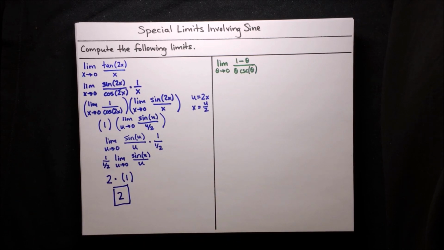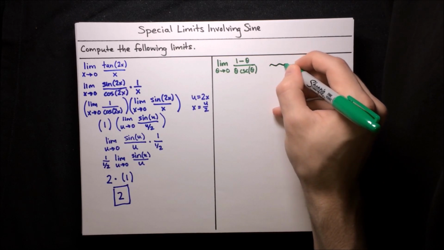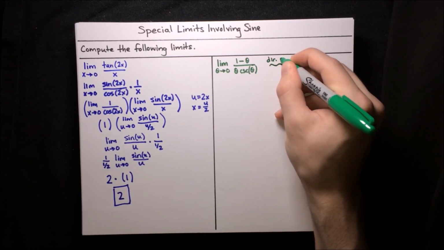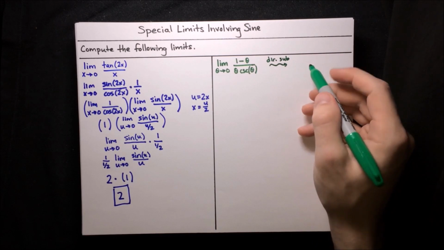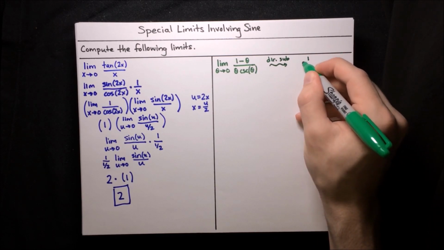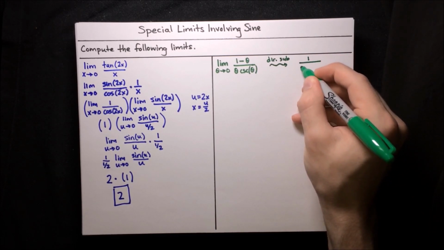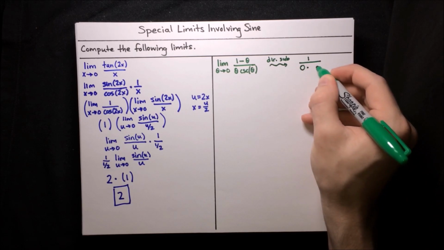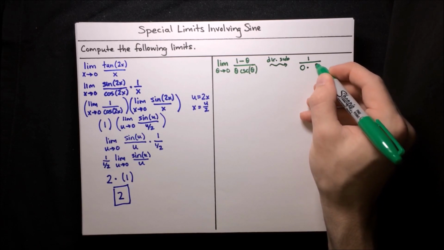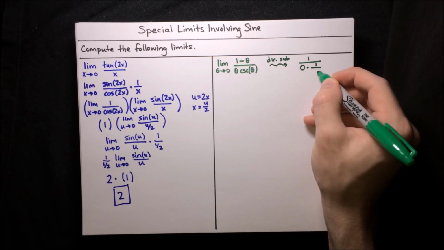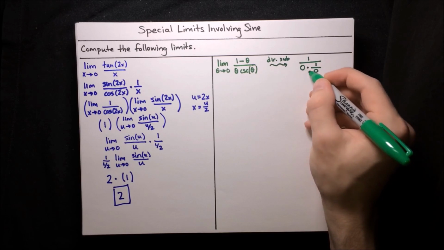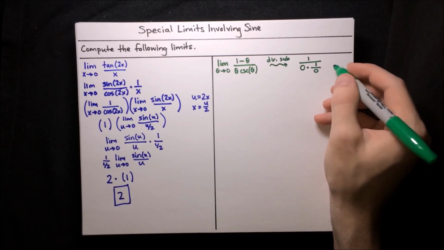On to the next limit, the limit as theta approaches 0 of (1 minus theta) over theta cosecant theta. Alright, so what if we try direct substitution on this limit? If we try direct substitution, we get 1 minus 0 up top, so just 1 up top, and then theta is 0, so 0 times cosecant theta. Cosecant theta is just 1 over sine theta, so 1 over sine theta would be just sine of 0, which is 0. And 0 times 1 over 0 is indeterminate form.